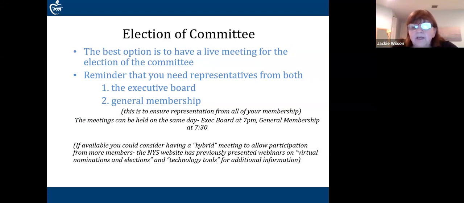It can be held on the same day. For example, start your executive board meeting at 7 p.m. just for executive board members, because only they can vote for the executive board members.